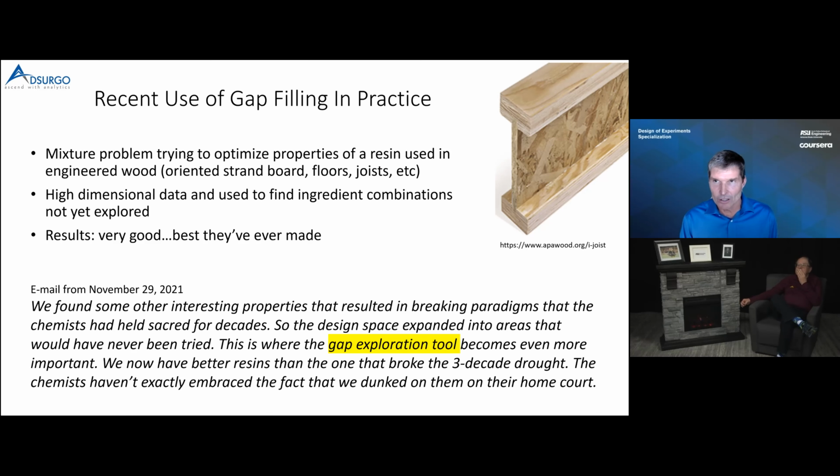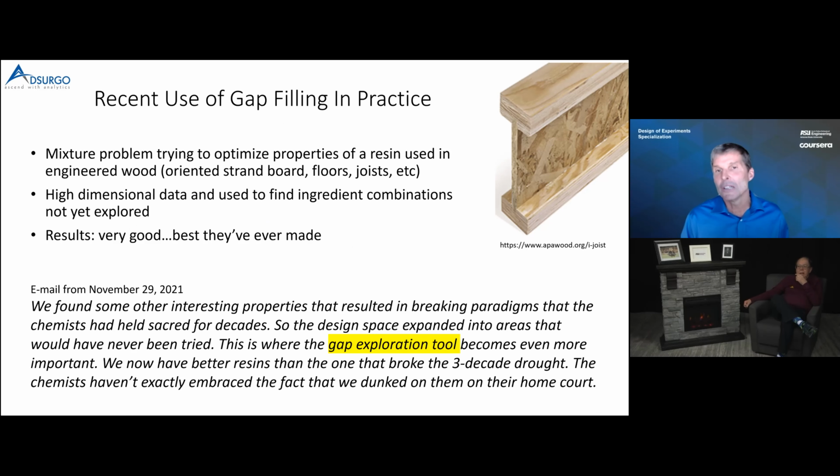But it's all held together by a resin, and that resin is a formulation problem. Some of you are familiar with mixture models. So it's a very complex mixture model, meaning lots of ingredients as well as process variables in there. So very high dimension, and we figured out that we could find a potential improvement in our process. And in fact, it was the best resin they ever made by using this gap filling idea.